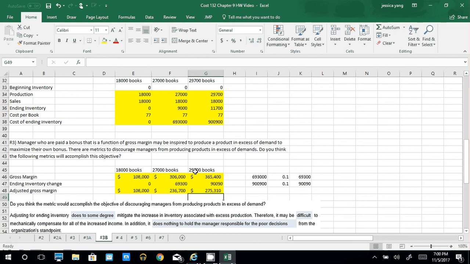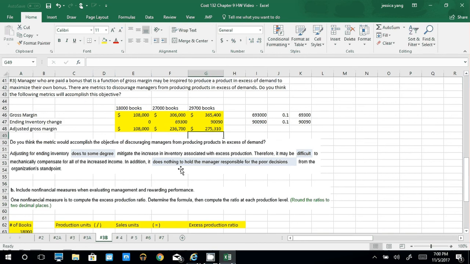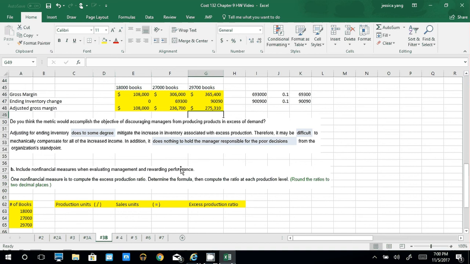Do you think the metric would accomplish the objective of discouraging managers from producing products in excess of demand? Adjusting for the ending inventory does to some degree mitigate the increase in inventory associated with excess production. Therefore, it may be difficult to mechanically compensate for all the increases in income. In addition, it does nothing to hold the managers responsible for the poor decision from the organization standpoint. In R3B, we are asked to complete non-financial measures.